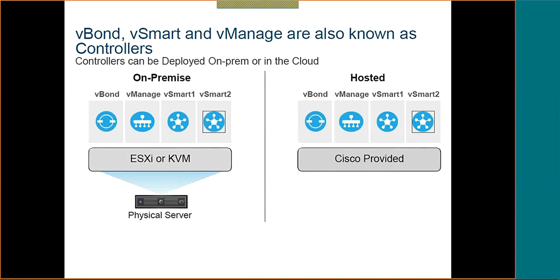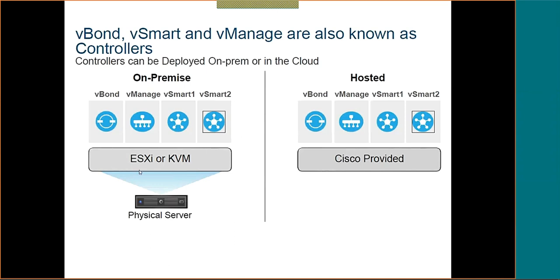vSmart, vBond, and vManage are also known as controllers. There are two things: controllers and forwarding devices. vBond, vSmart, and vManage are the controllers. WAN edges are the forwarding devices. Controllers can be deployed on-prem or in the cloud. As I told you, since these controllers are in virtual form factors, they can be deployed in cloud infrastructure or on-prem as a virtual machine.